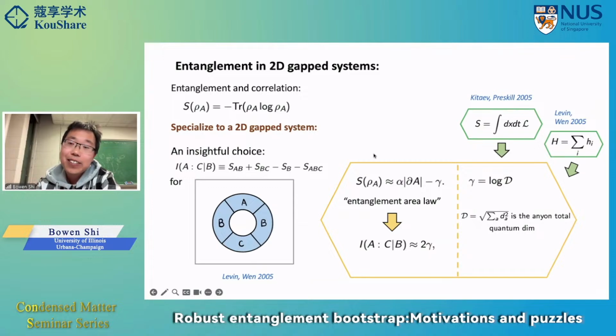That's related to systems with anyons. When there are anyons in the system, it turns out the subleading term gamma is actually very meaningful. It comes from two very famous references around the year 2005. They point out that the subleading term should give you the total quantum dimension of the anyons. That's a counting of anyons. So if there are no anyons in the system, you get 0, and if there are anyons, you get some positive number.